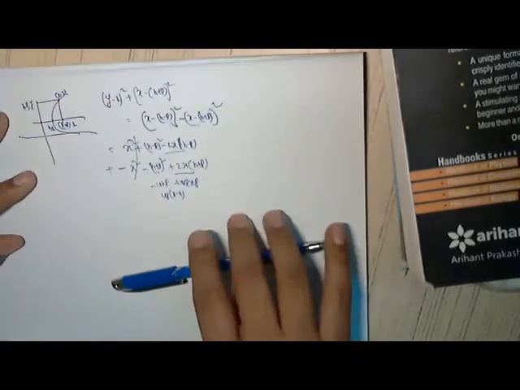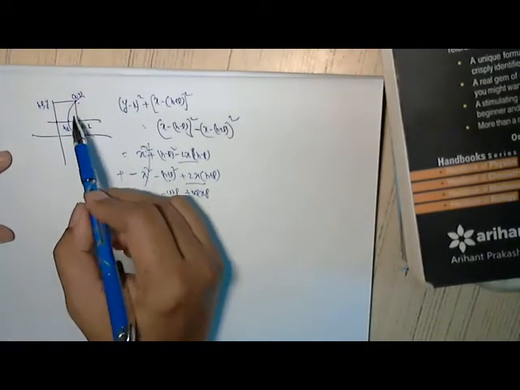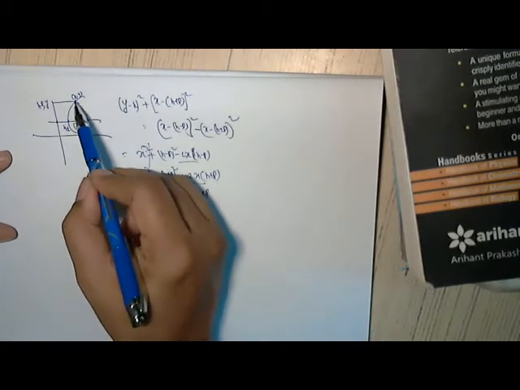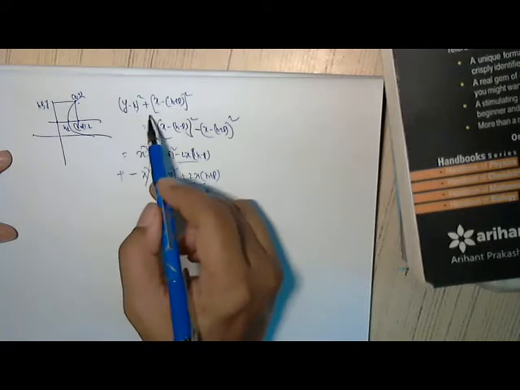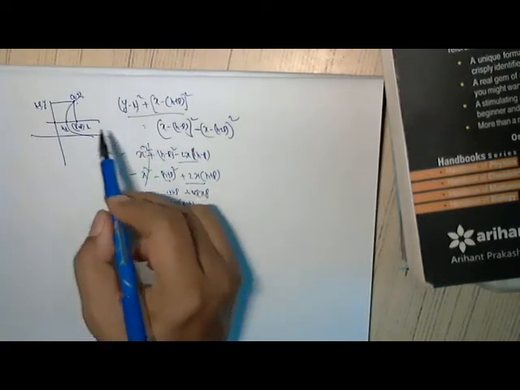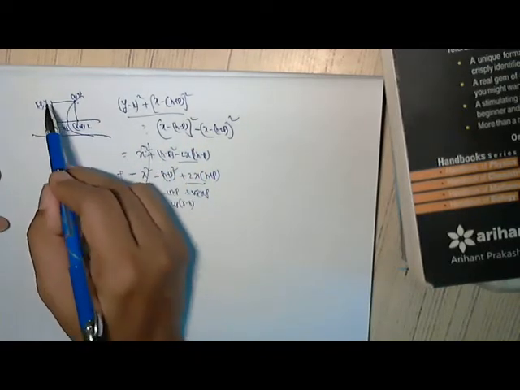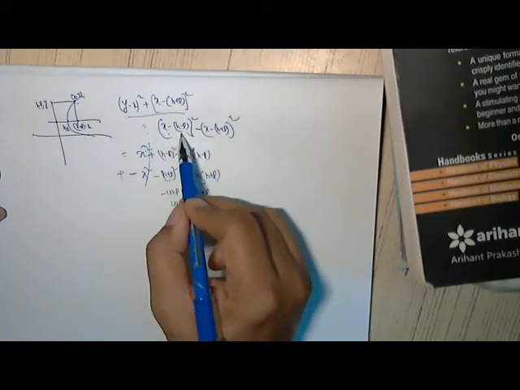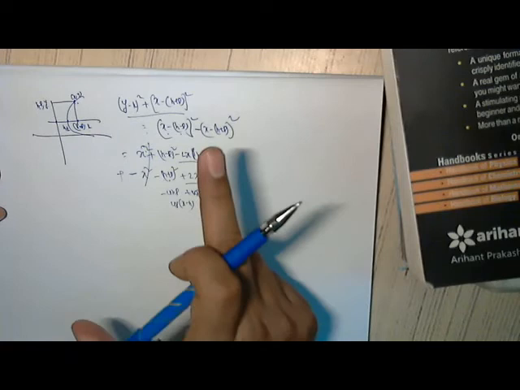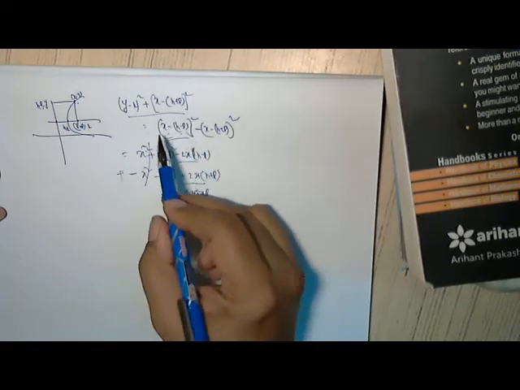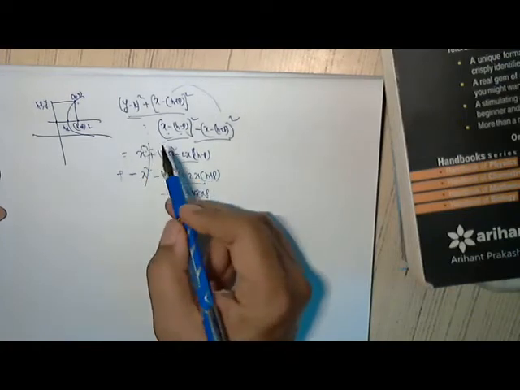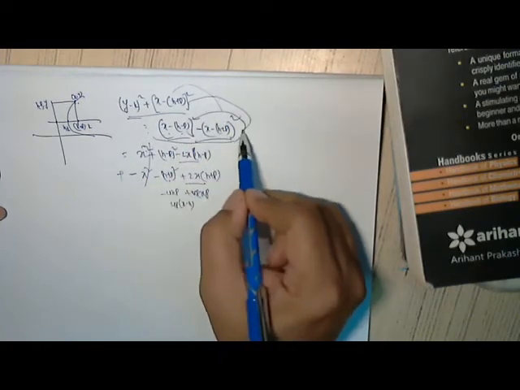See here. So if it is (x, y), this point is (h + p, k). So (y - k)² + (x - h + p)² is equal to this distance, (y - y₀)², (x - h - p)². So when we bring this to the other side, (y - k)² is equal to, we are bringing it to the other side.